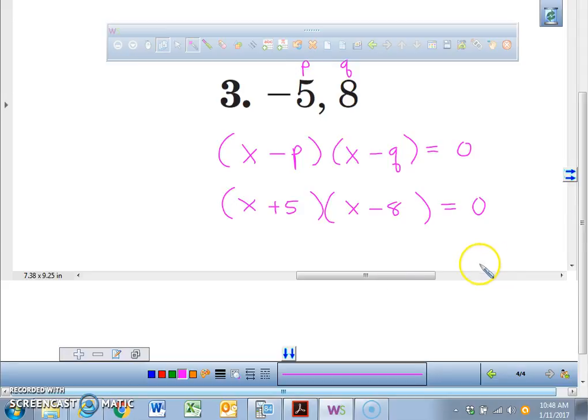Now, how do we come up with our equation again? All we have to do, we're leading out with an x squared. What are we going to do with the 5 and the negative 8? Add them together and get negative 3. Then we're going to multiply them together and get, nope, negative 40. Okay.